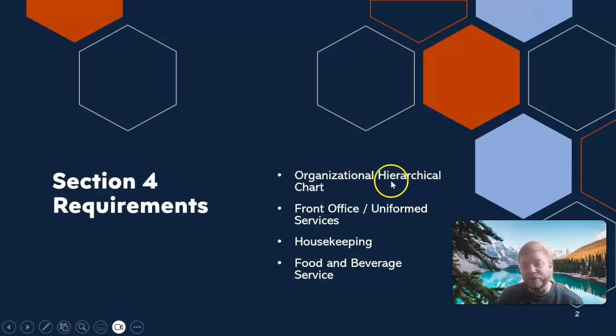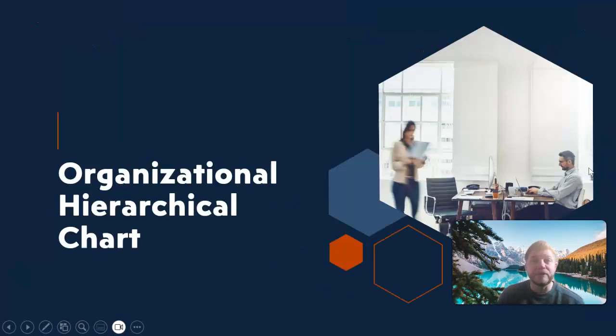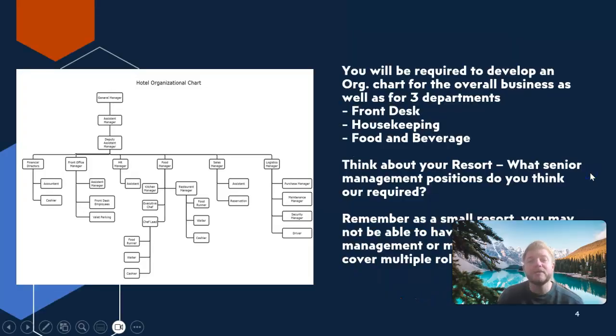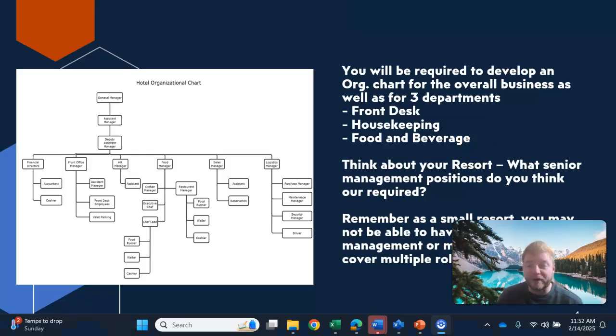The four different requirements are, first, an organizational hierarchical chart. We're going to call it an org chart because I can't say the other word apparently. We'll have a front office and uniform service. We're going to do all this for front office, uniform services, housekeeping, and food and beverage. The way you want to look at your org charts is how you want to run your company from a senior management level. You're going to be required to make at least 3 org charts, for front desk, housekeeping, and food and beverage.